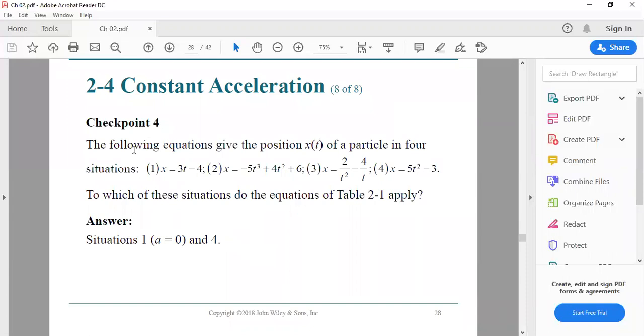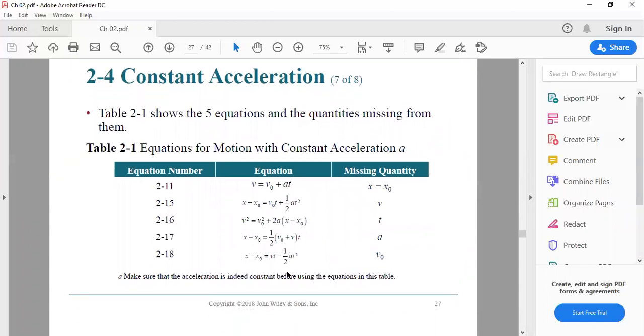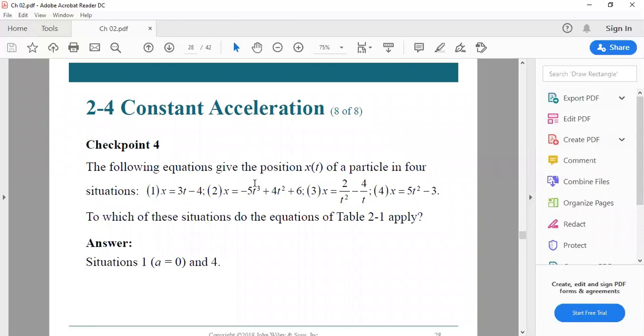So, the following equations give the position of a particle in 4 different situations. They're all written out here. To which of these situations do the equations of table 2.1 apply? The answer here is going to be number 1 and number 4. Basically, if you go back here, try to match up these equations with what's going on in here, you'll find that 1 and 4 do have a match. You don't really have anything with a cubic function in it, so that's why we throw out number 2. And you don't have anything with time in the denominator, so that's why we throw out number 3.